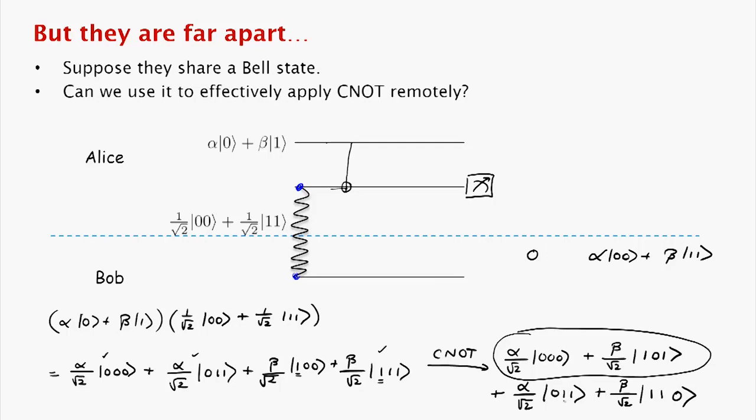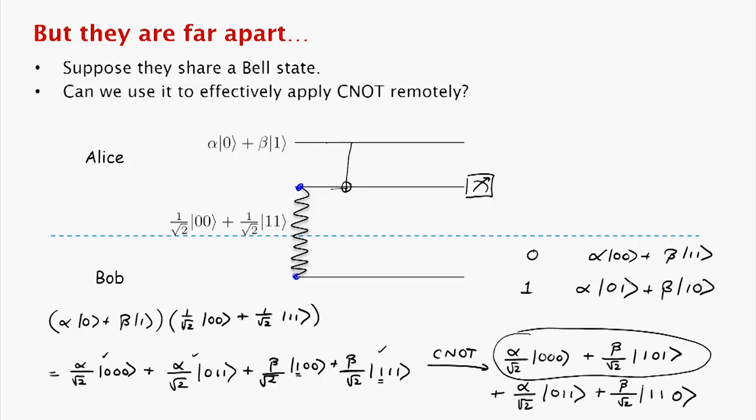What if she measures that the output of the middle qubit is in the state 1? Then what's the state of the first and the third qubit? Well, now it's alpha 01 plus beta 10.